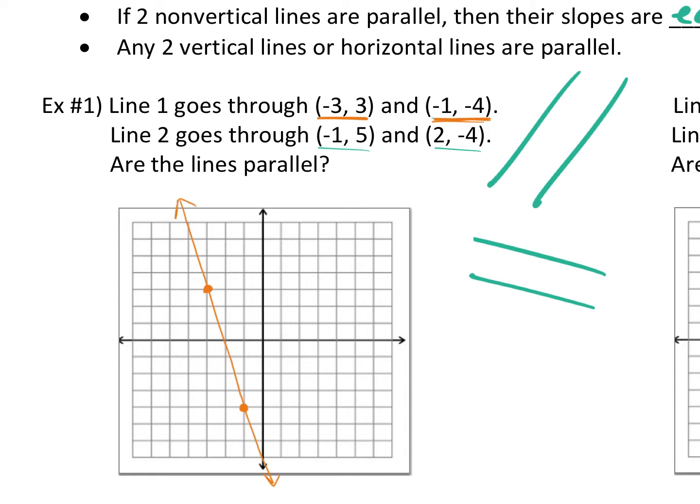So you have this line. Okay, that's our first line. That's the one I did in orange. Now I'm going to do purple. So negative 1, 5. That would be this point right here. And then 2, negative 4. So 2 to the right and 4 down. That would be that one right there. And then we draw that line in.